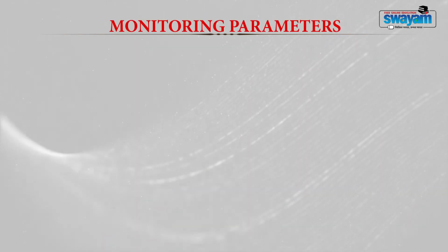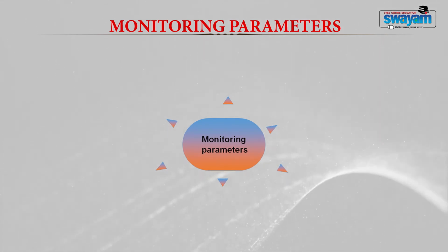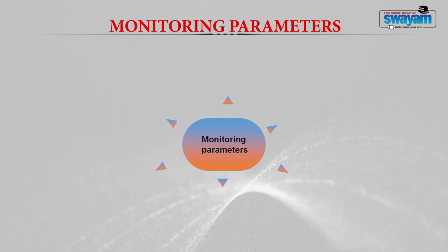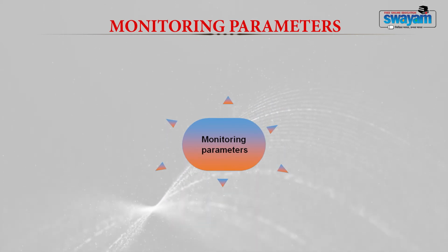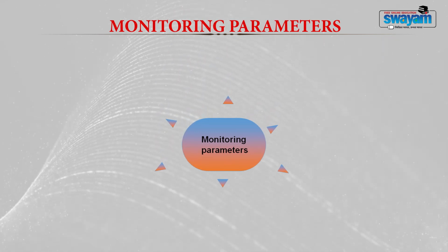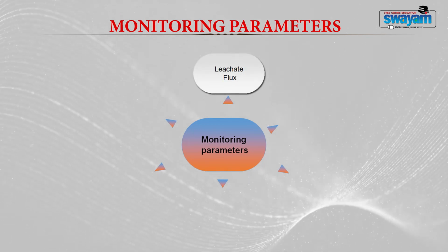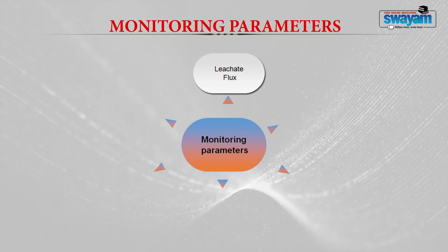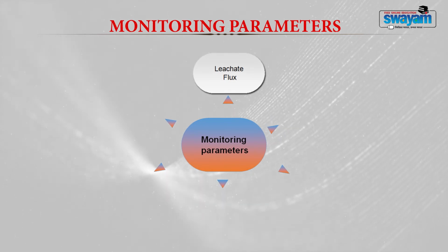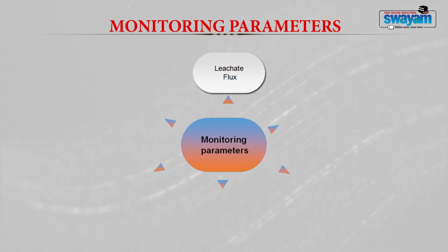Now, let us discuss the various monitoring parameters that influence waste degradation within the landfill bioreactor. Continuous monitoring of a landfill bioreactor is essential so that it minimizes operational failures and improves the performance of the process. First, leachate flux. The rate of leachate generation and recirculation should be continuously monitored because, as I told you earlier, the moisture levels will influence your waste biodegradation to a greater level.